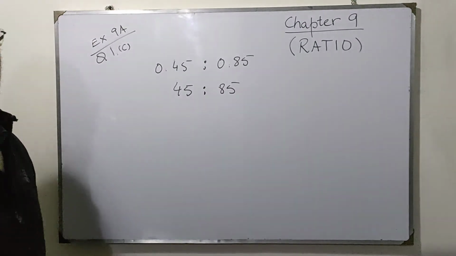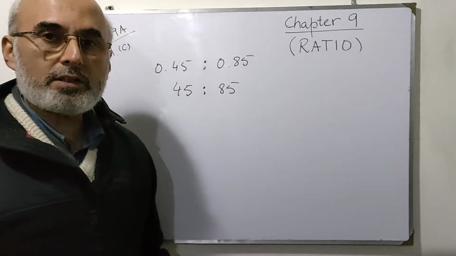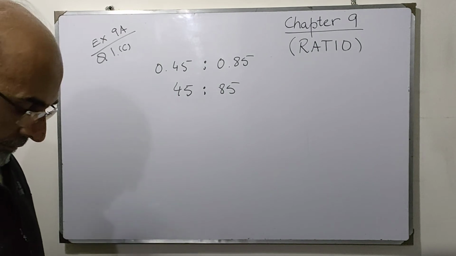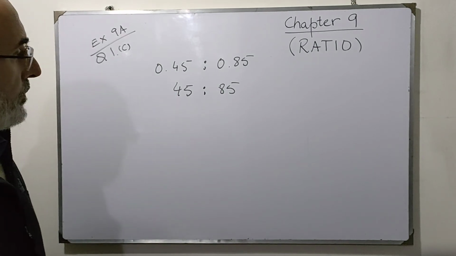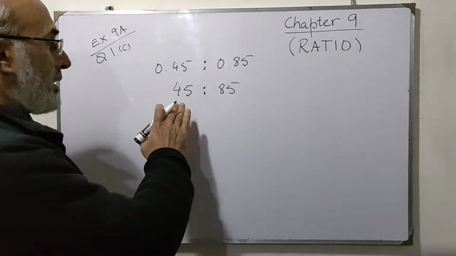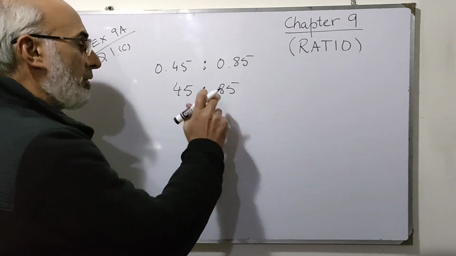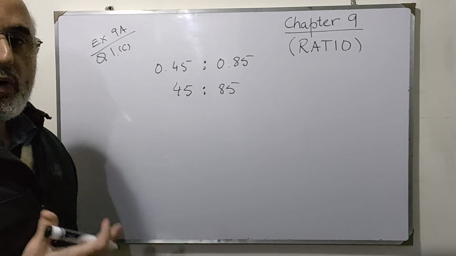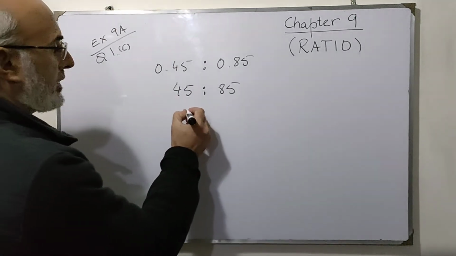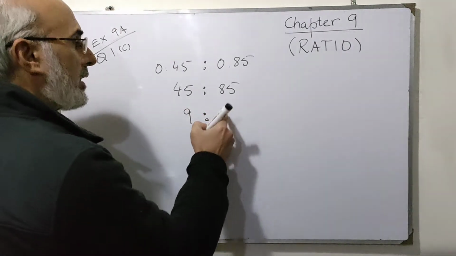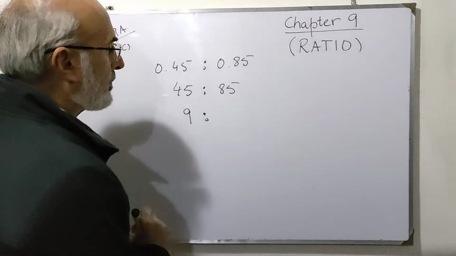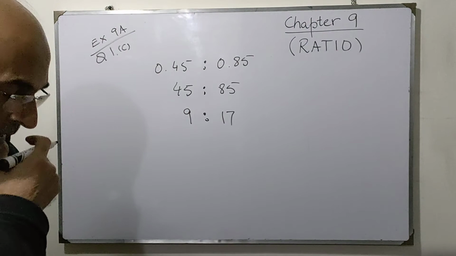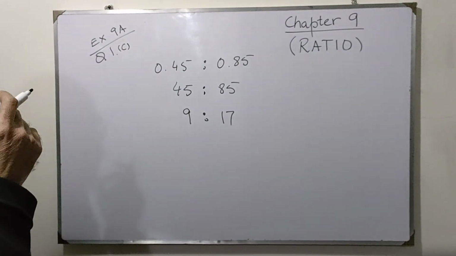Now the numbers are whole numbers, integers, and it is simple to deal with them. These two numbers are ending with 5, so obviously they have some common factor. So let's divide by 5. 5 9s are 45 and 5 1s are 5, and 17. So 9 is to 17 is the simplest form.